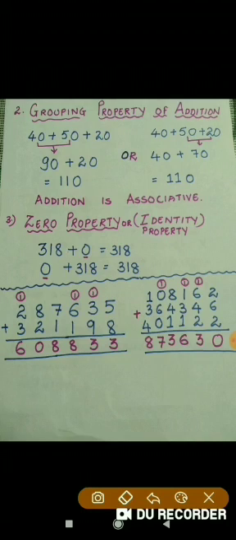Here, we have to add 2,87,635 to 3,21,198. Now let us add 5 plus 8 is 13. We will write 3 here, and the number at the tens place will be carried over to the next column. So 9 plus 3 is 12, 12 plus 1 is 13. Again 3 will remain here and 1 will be carried over.